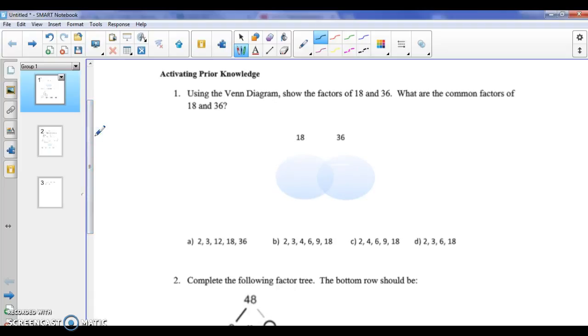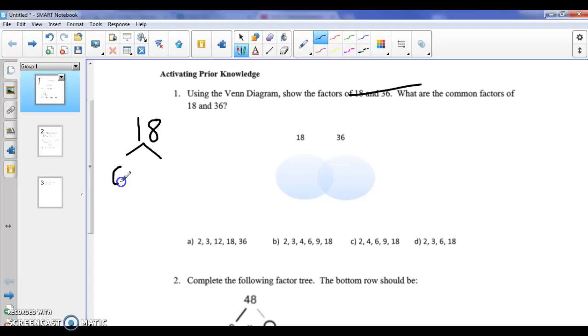Now, our first step for the day is using the Venn diagram, show the factors of 18 and 36. What are the common factors of 18 and 36? So what we need to do here is start off by making our factor tree. Okay, so we know for 18, I'm going to pick two factors, and a factor is just a number I can multiply together to get 18.